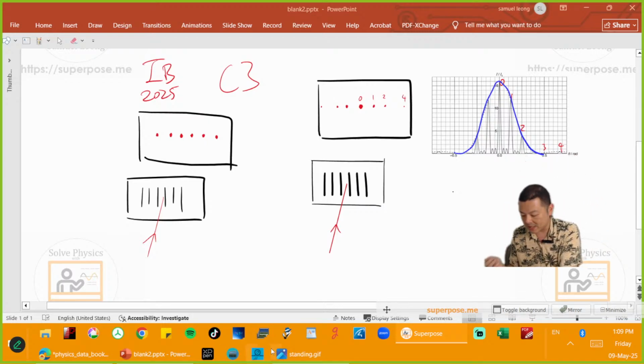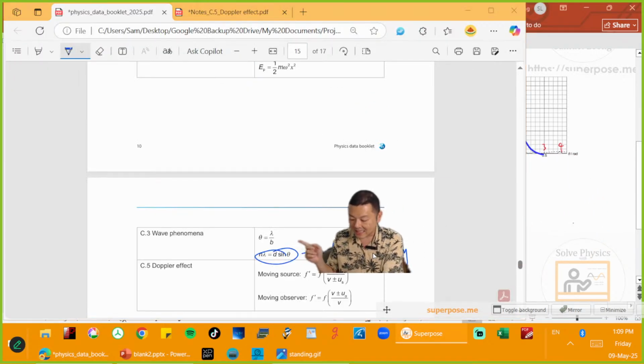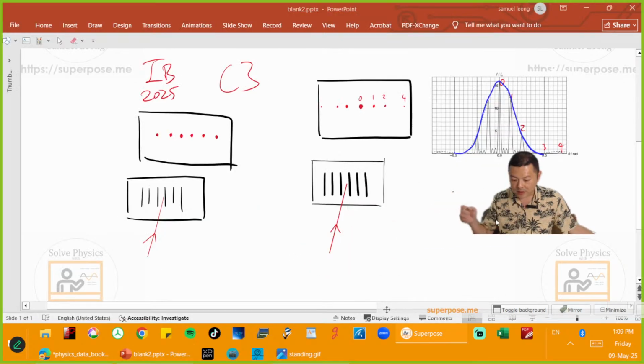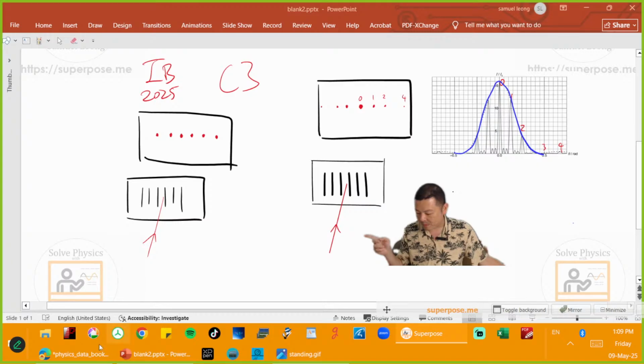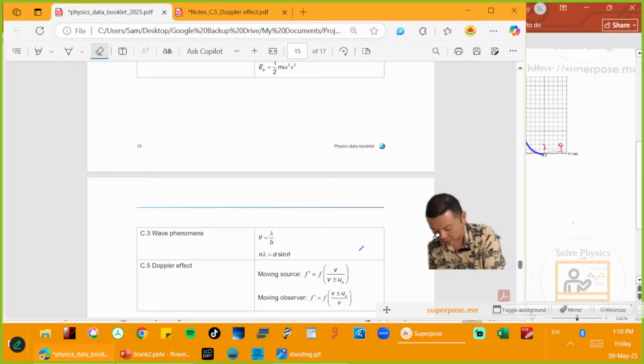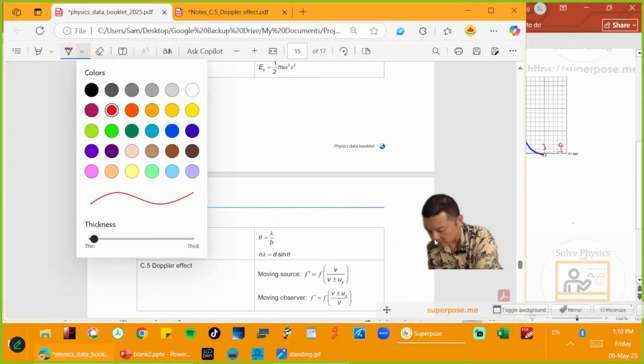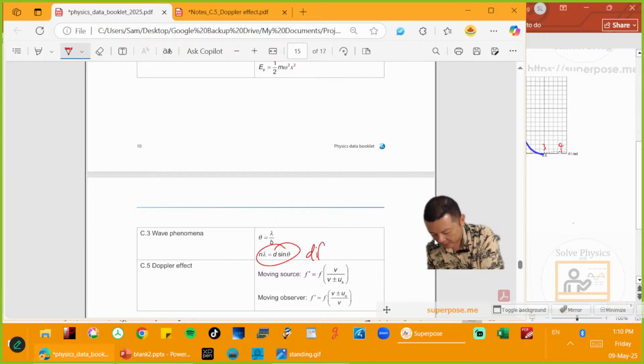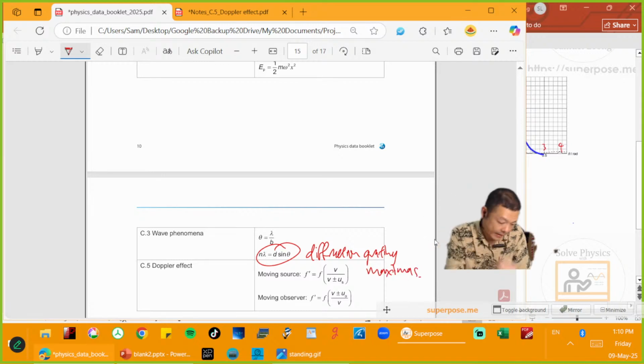What's the equation? You told me d sine theta equals n lambda, right? And I told you that's wrong because this equation is meant for the diffraction grating. It's meant for these peaks. Maybe I should color code it differently. Diffraction grating, I'm going to show you in red. This is for the diffraction grating maxima.